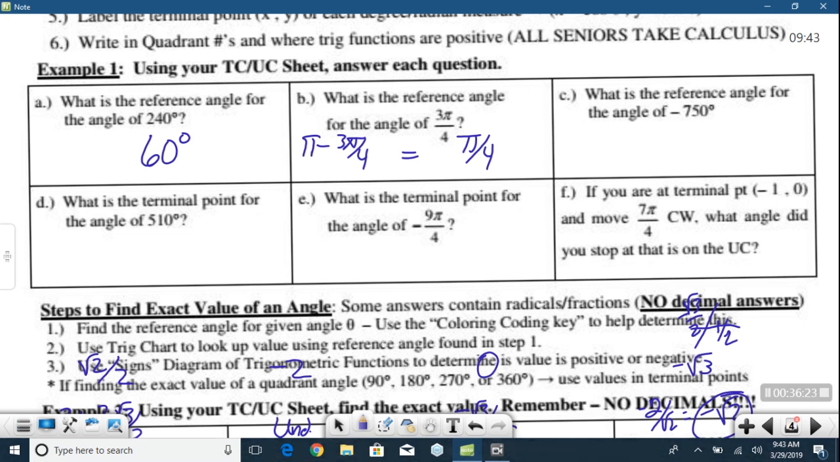All right. What is the reference angle for negative 730? That's the coterminal angle, but the reference angle is what? So the coterminal is 330. What's the reference angle? 30.